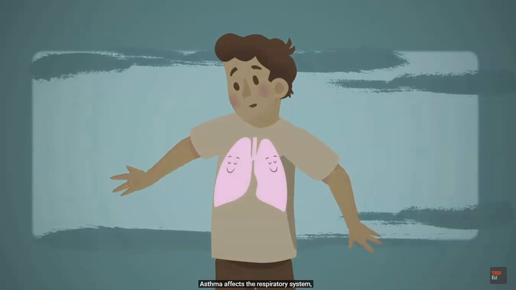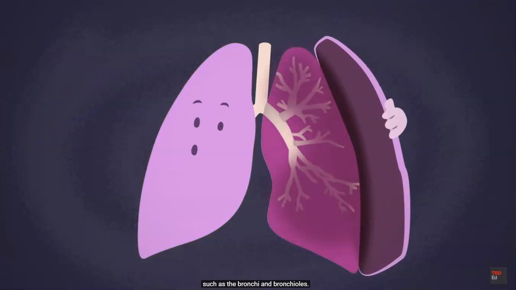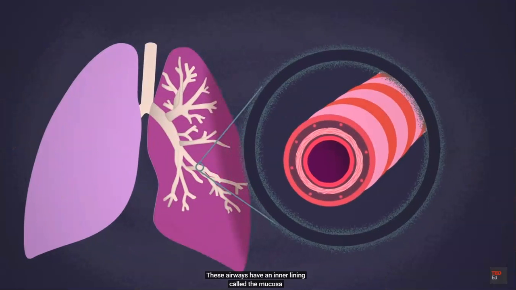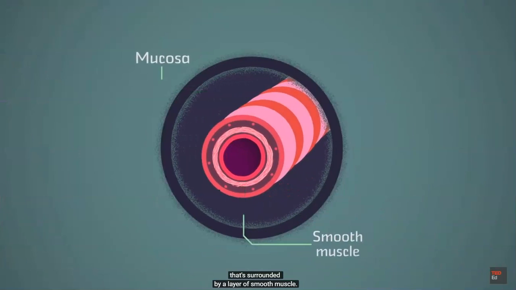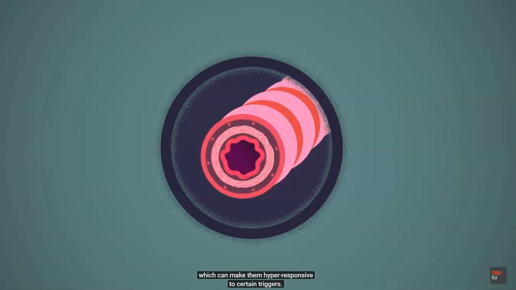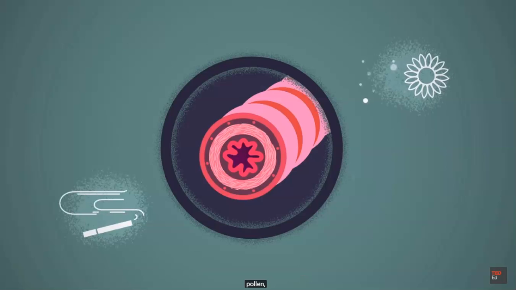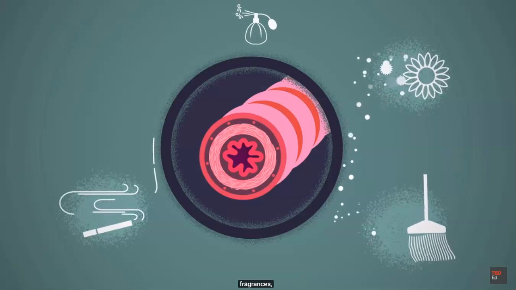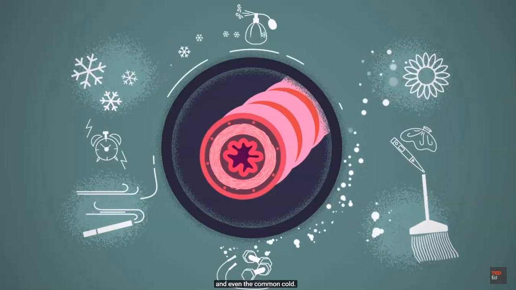Asthma affects the respiratory system, particularly the smaller airways, such as the bronchi and bronchioles. These airways have an inner lining called the mucosa that's surrounded by a layer of smooth muscle. In people with asthma, the airways are chronically inflamed, which can make them hyperresponsive to certain triggers. Some of the many asthma triggers include tobacco smoke, pollen, dust, fragrances, exercise, cold weather, stress, and even the common cold.